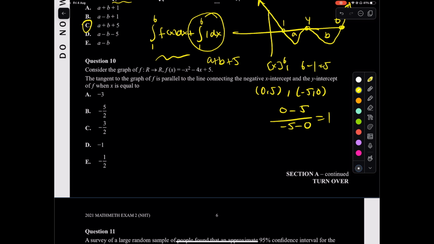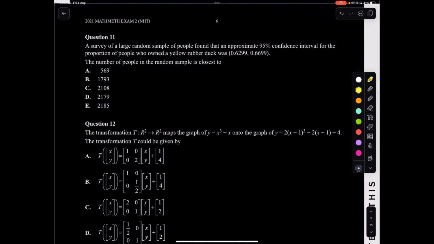Okay, so if we find f dash of x, which is negative 2x minus 4, and we let it equal 1, we get negative 2x equals 5, so x equals negative 5 on 2. B is your answer.